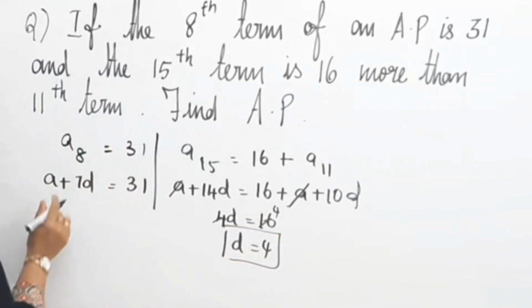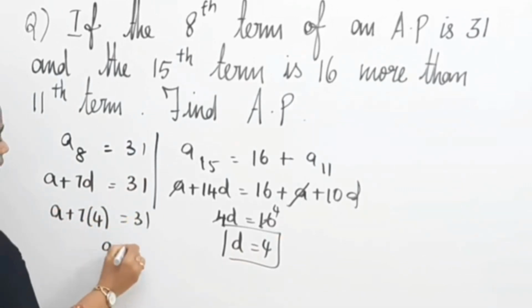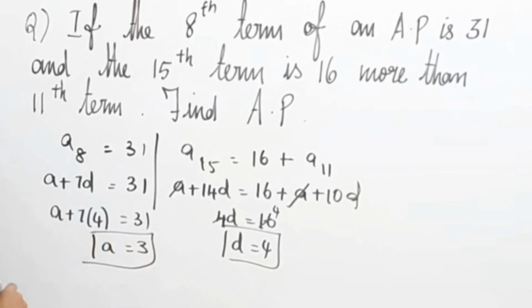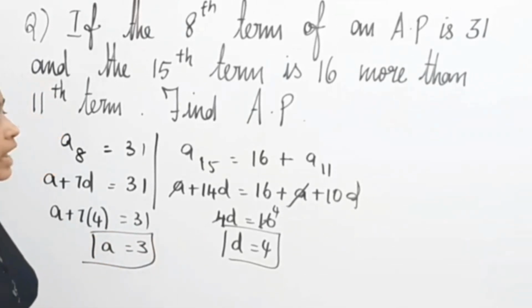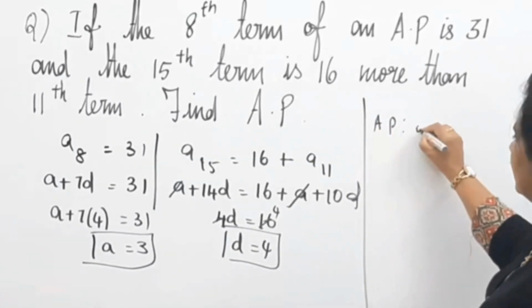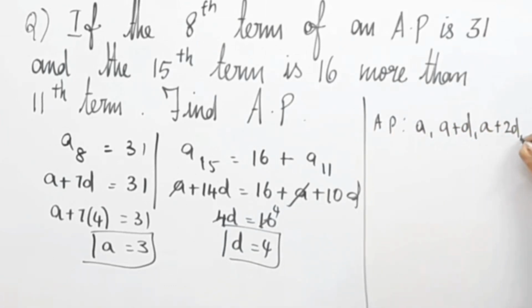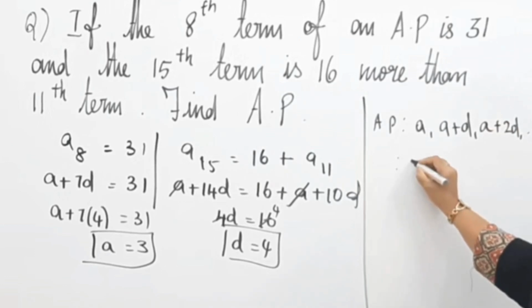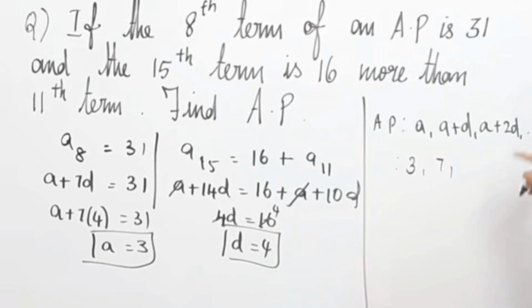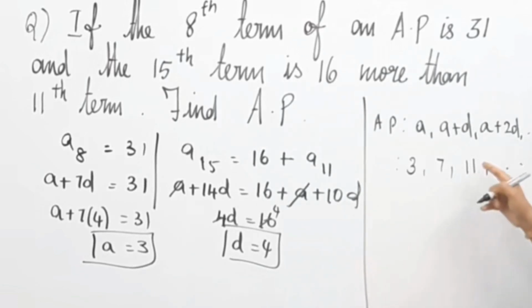Now I go and substitute here. a plus 7 into 4 is equal to 31. That is a is equal to 31 minus 28, which is equal to 3. I got my a as well as d. Now my AP goes like this. When my a and d are given, a, a plus d, a plus 2d, a plus 3d, etc. So my AP is 3, then 3 plus 4 is 7. And then 3 plus 4 into 2, 4 2s are 8, 8 plus 3 is 11. So my AP is 3, 7, 11.